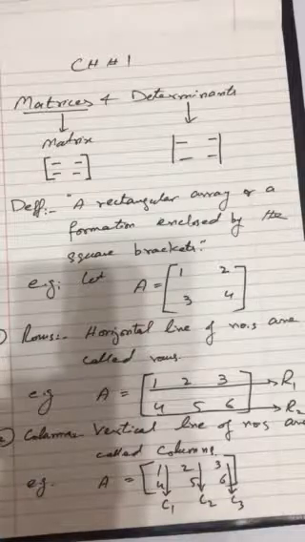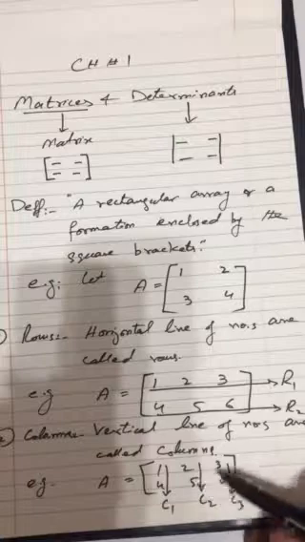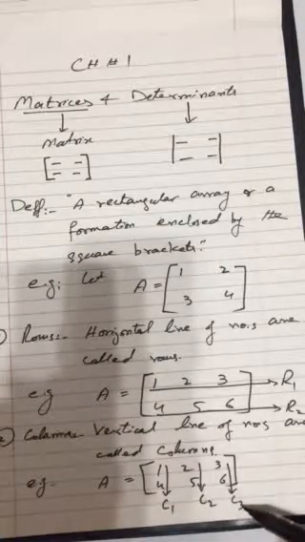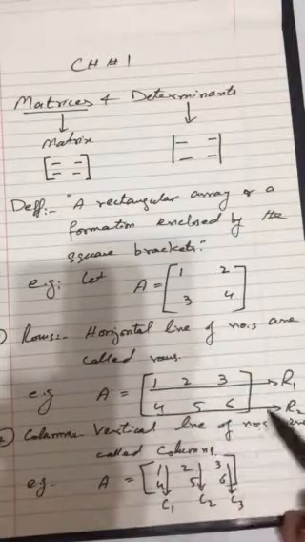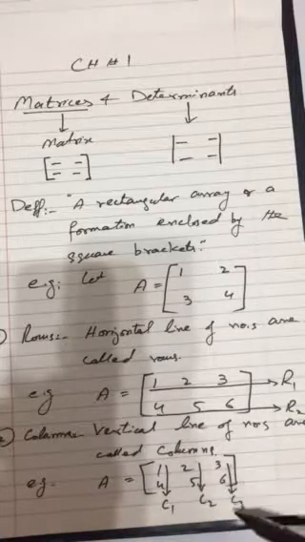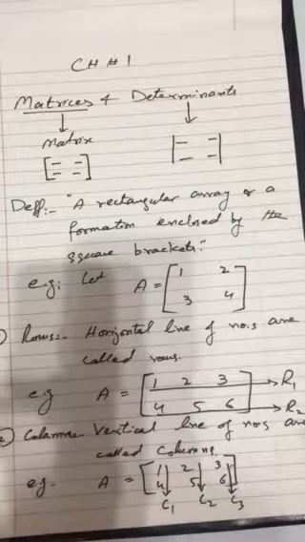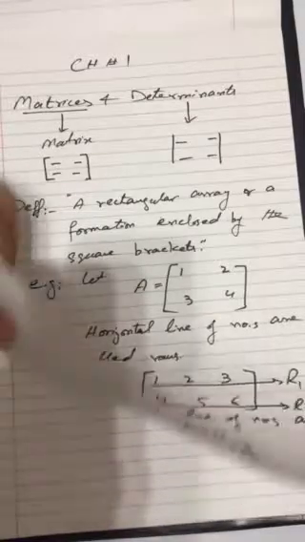So columns are represented by vertical lines. There are 3 vertical lines, so I call them column 1, column 2 and column 3. So horizontal lines of numbers are called rows and vertical lines of numbers are called columns. By using these two concepts about rows and columns, we discuss the third topic.